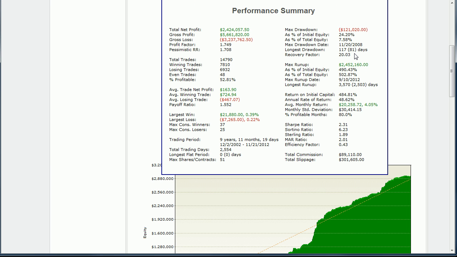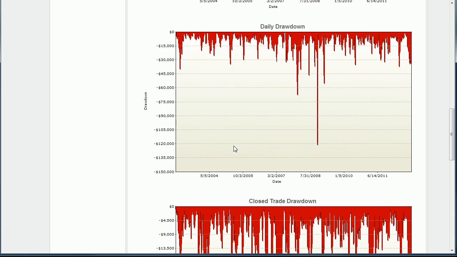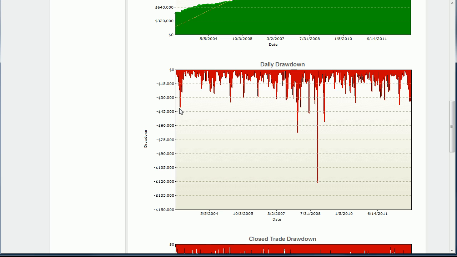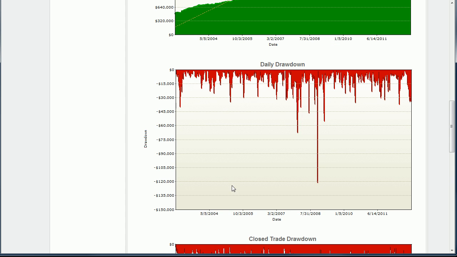So what that leaves us is a look at the average drawdown, which is really much more interesting, and that is an average drawdown on a $500,000 portfolio of just $30,000. That's not too bad. It's about 8% or so. And if you look at the closed trade drawdown, that's much smaller.